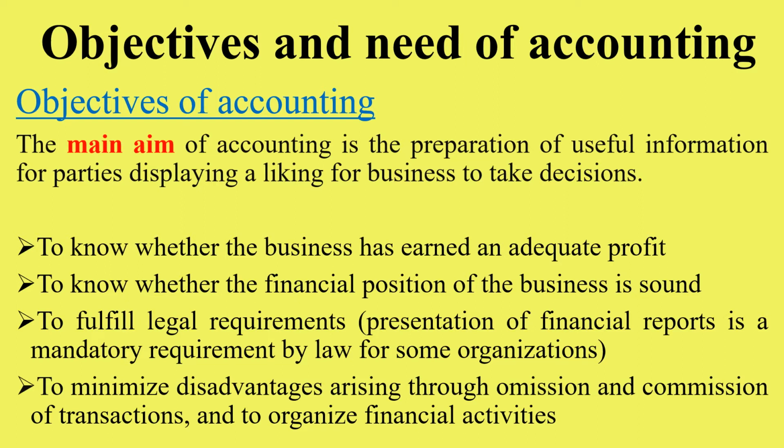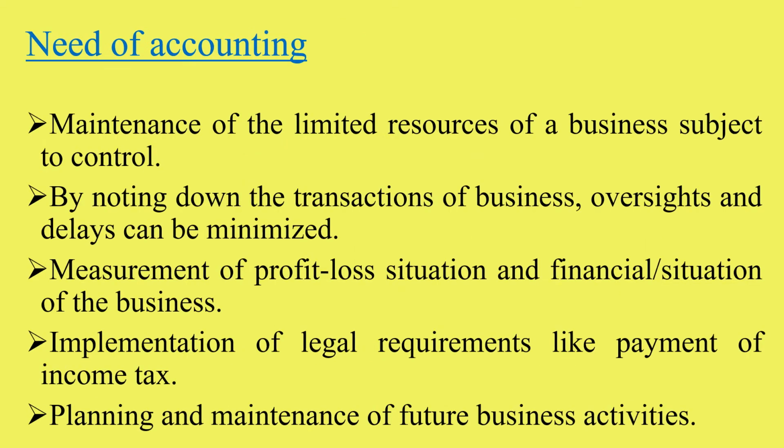The final one is to minimize disadvantages arising through omission and commission of transactions and to organize financial activities. So we have to do accounting to check whether there are any omissions or whether we have missed anything in our transactions, and to organize our financial activities. So these are the objectives of accounting apart from the main objective.